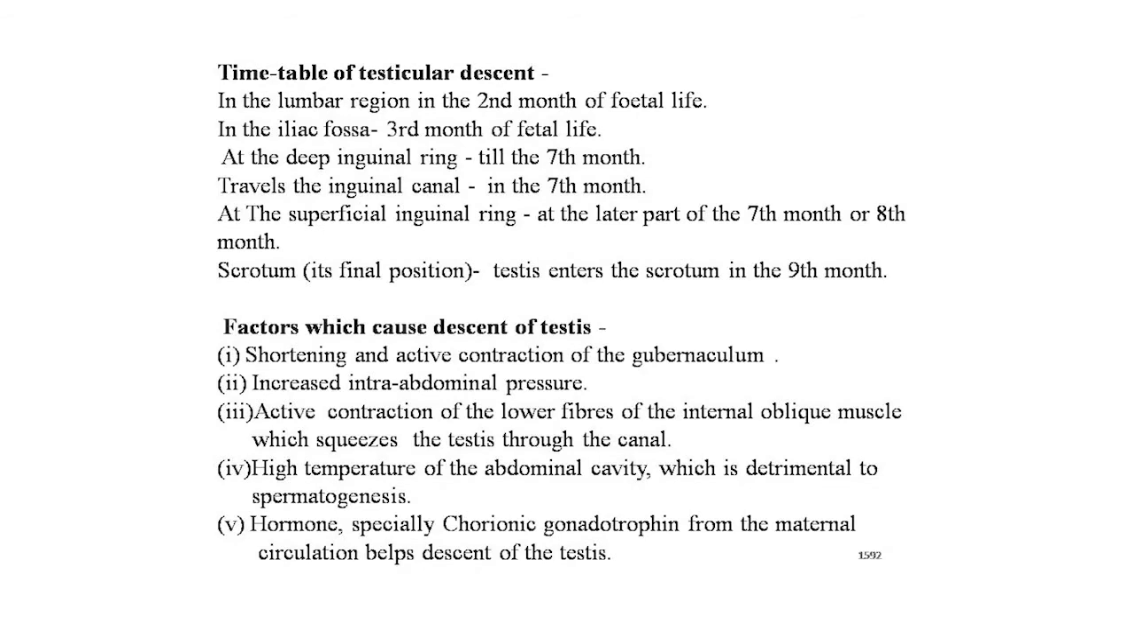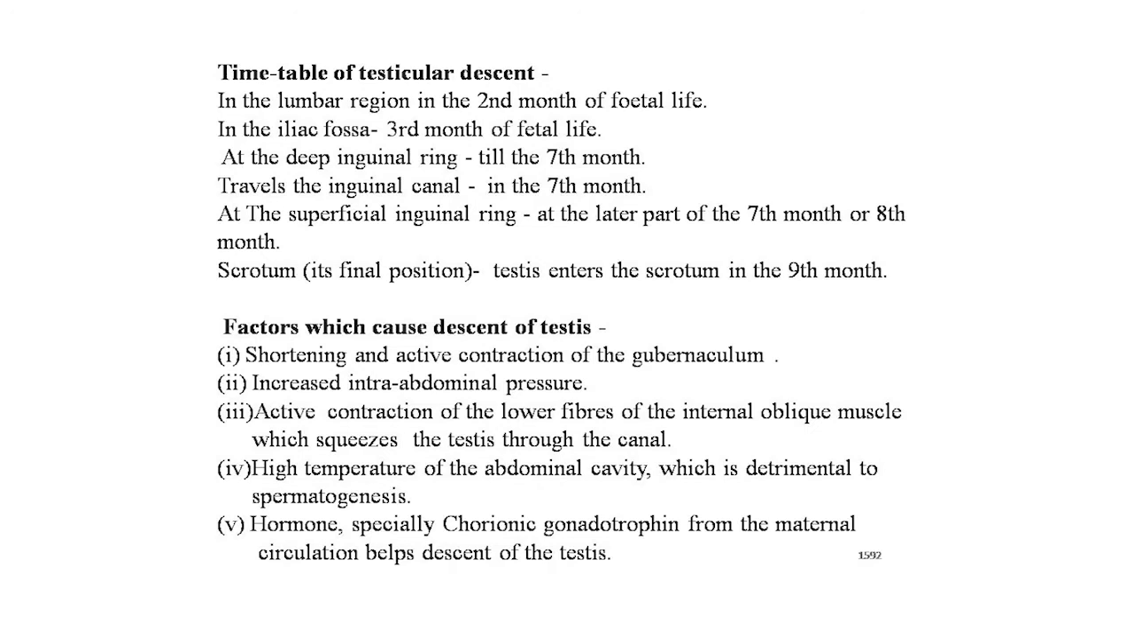In the lumbar region, it is in the 2nd month of fetal life, and in the iliac fossa it is in the 3rd month of fetal life. At the deep inguinal ring it stays till the 7th month, then travels the inguinal canal in the end of the 7th month, and is at the superficial inguinal ring in the latter part of the 7th month and the 8th month. Scrotal is its final position; the testes enter the scrotum in the 9th month.